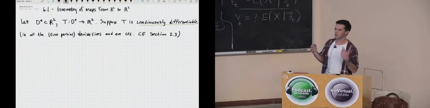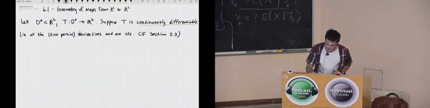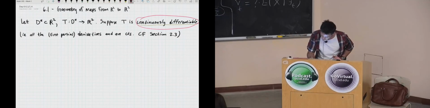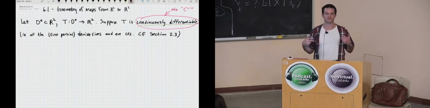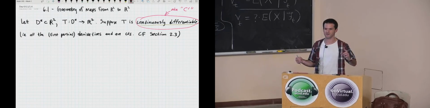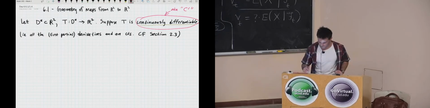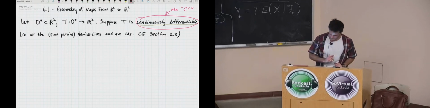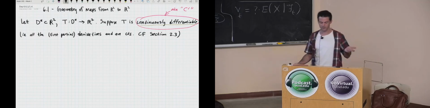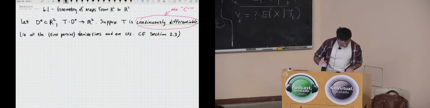But there's a word for continuously differentiable which we will sometimes use. It's sometimes called C1. The 1 means its first derivatives exist, and the C means continuous. First derivatives are continuous. So you can see, this book talks about C1 in section 2.3.